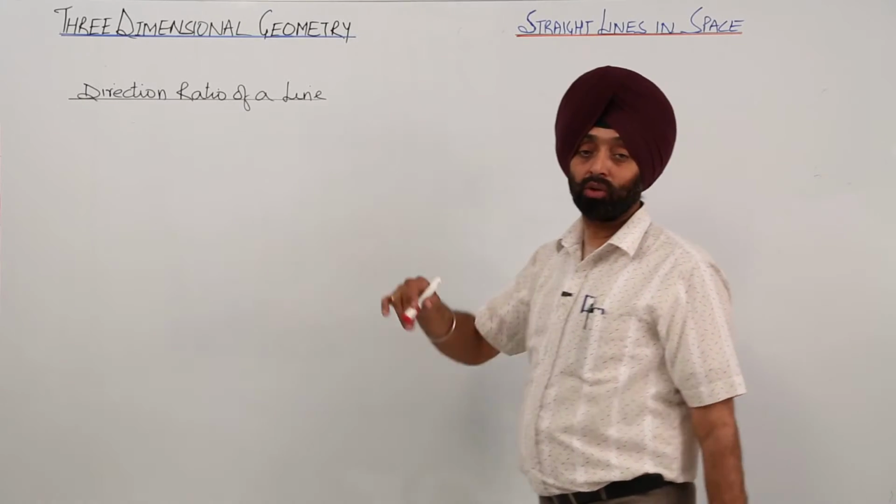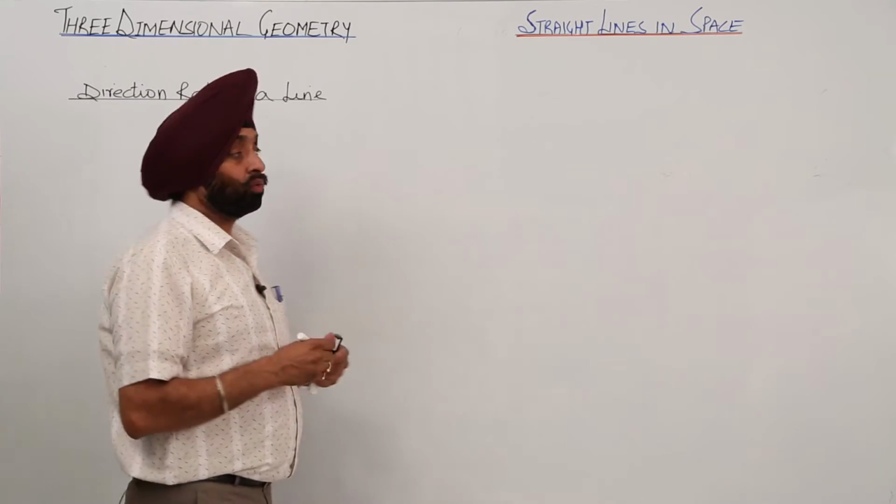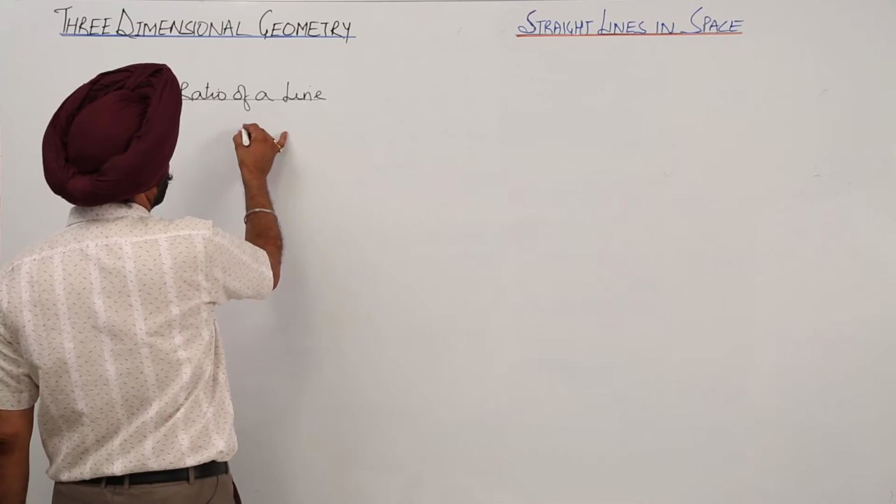Now, direction ratio of a line. After direction cosine, what is direction ratio? Now, the definition.